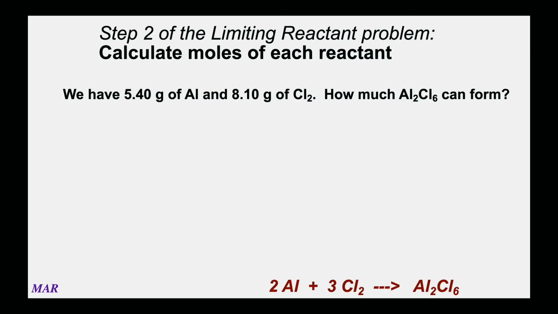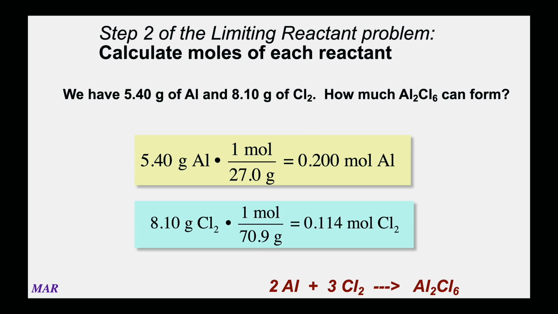Let's go back. Let's do some math here. 5.40 grams of aluminum and 8.10 grams of chlorine. How much Al2Cl6 can we make? All right, so first we've got to have things in moles. That's going to be that mole ratio. So I took the grams of aluminum, I turned them into moles of aluminum. I took the grams of chlorine, turned them into moles of chlorine. Remember, chlorine's a diatomic, so 2 times the mass of chlorine. I only used 3 sig figs because that's all we had. You could use more than that if you'd want to. That's not a problem. There are the moles.